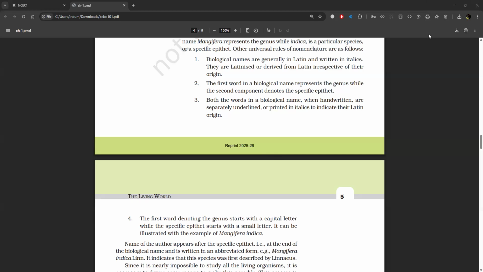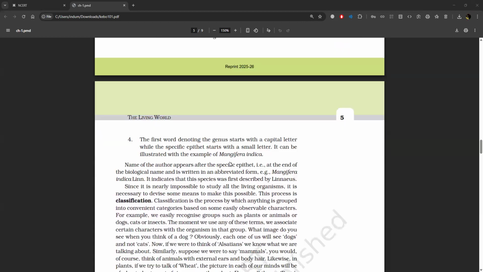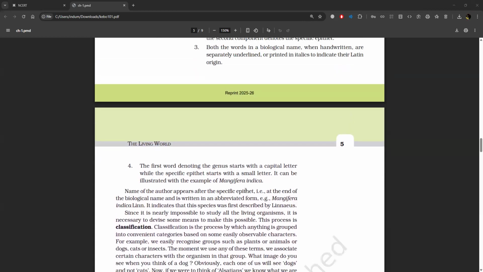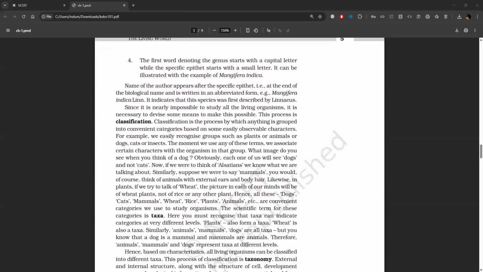Biological names are generally given in Latin and written in italics. They are Latinized or derived from Latin, irrespective of their origin. The first word in a biological name represents the genus, while the second component denotes the specific epithet. Both the words in a biological name, when handwritten, are separately underlined or printed in italics to indicate their Latin origin. The first word denoting the genus starts with a capital letter, while the specific epithet starts with a small letter. It can be illustrated with the example of Mangifera indica.